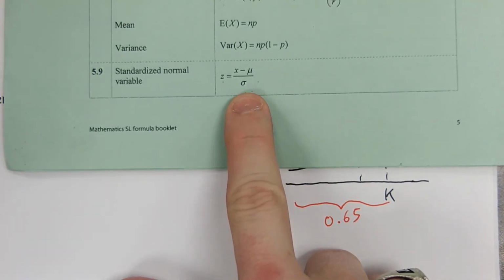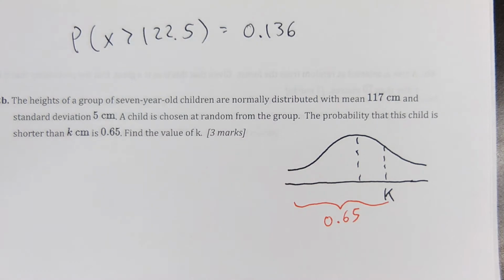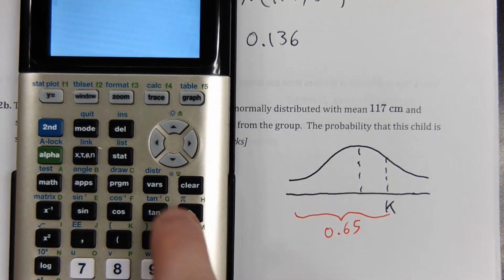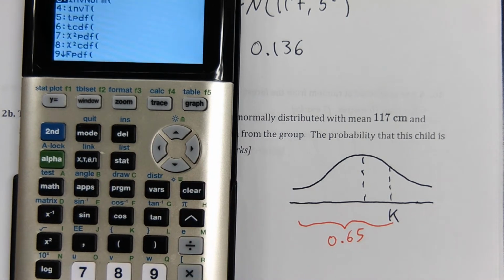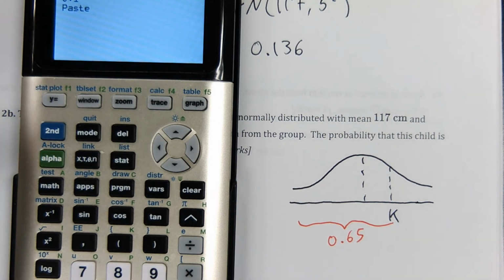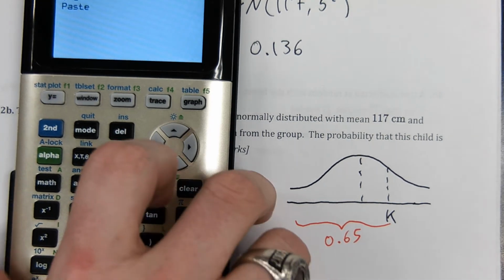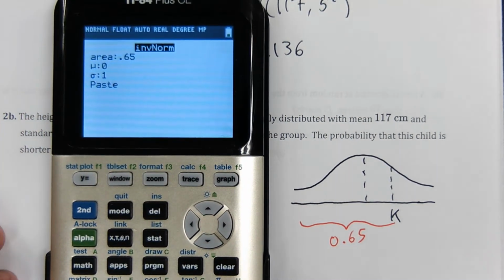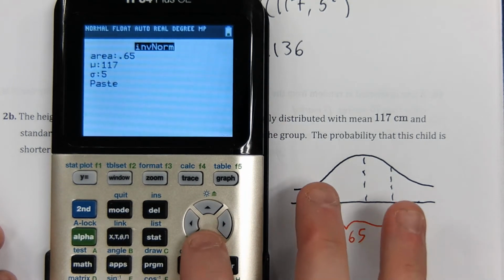But we need our z-score for that 0.65. So let's grab the calculator. Second vars, inverse normal, 0.65. Oh wait, what am I doing? No, we know our mean and our sigma. Mean is 117 and sigma is 5. That should be the answer.